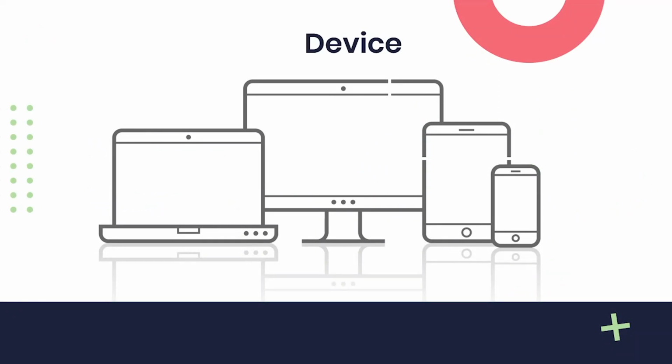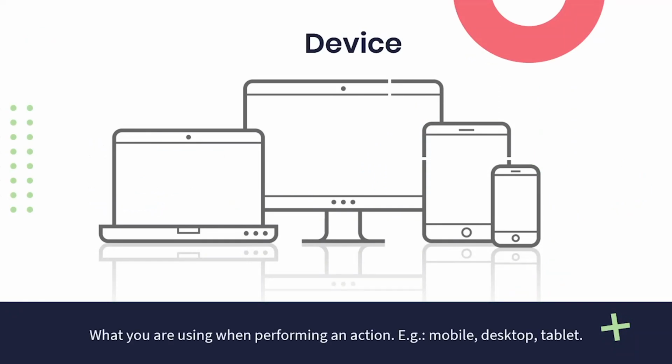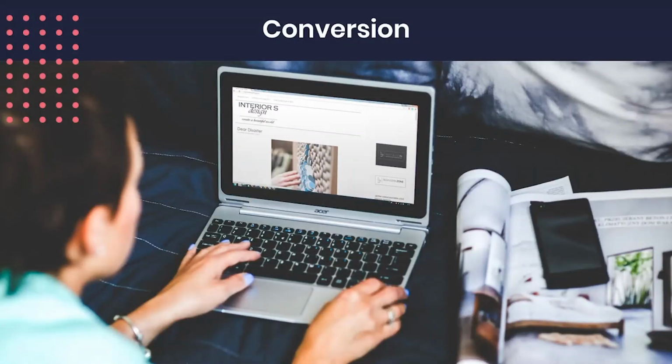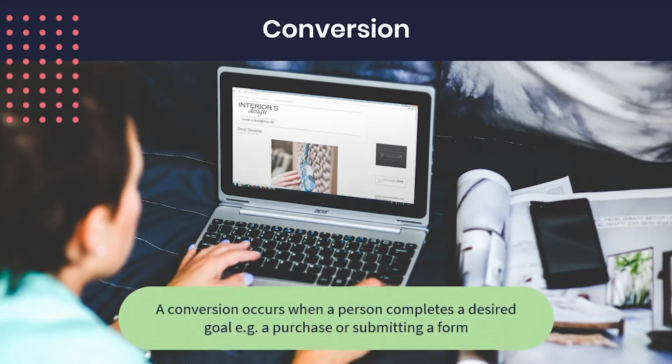The next term is simply a device. And that is what you are using when performing an action, for example, a mobile or a desktop or tablet. While I'm sure you all know what devices are, it's important for us to remember that this is what device means in digital marketing. Then a conversion, right? I need you to take this down because this is vitally important. A conversion occurs when a person completes a desired goal. For example, a purchase or submitting a form.